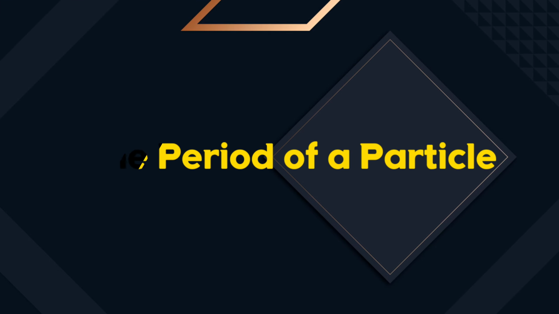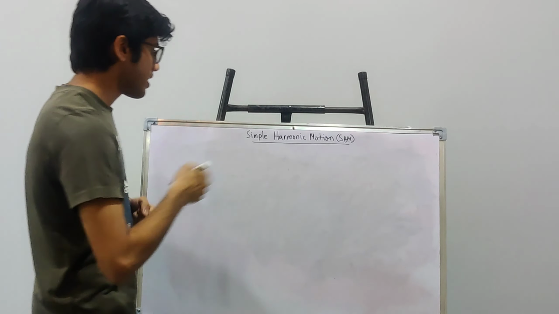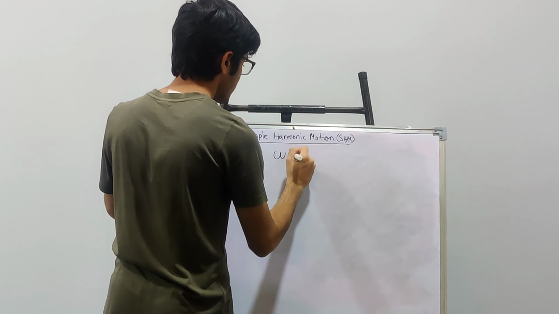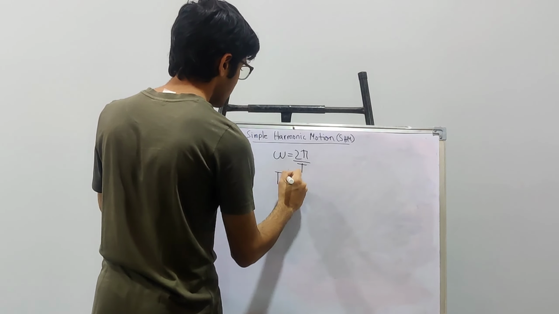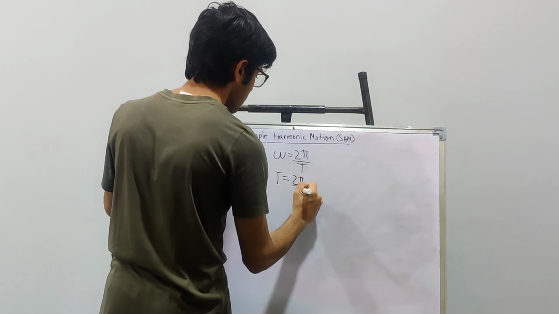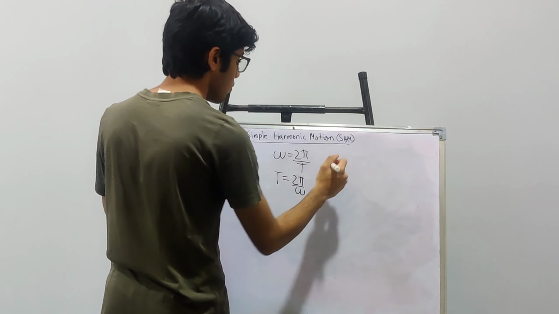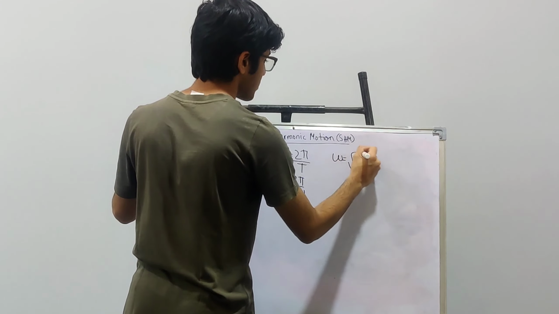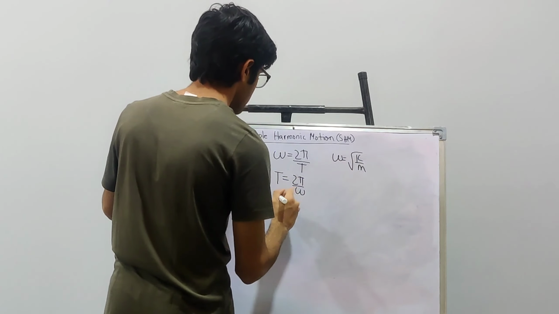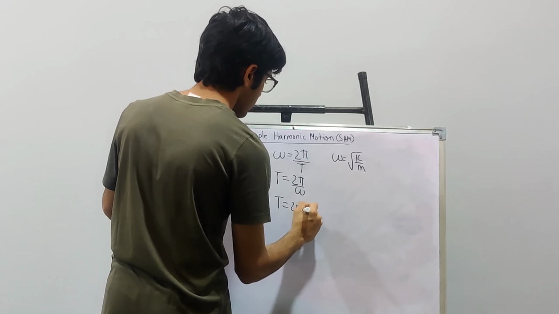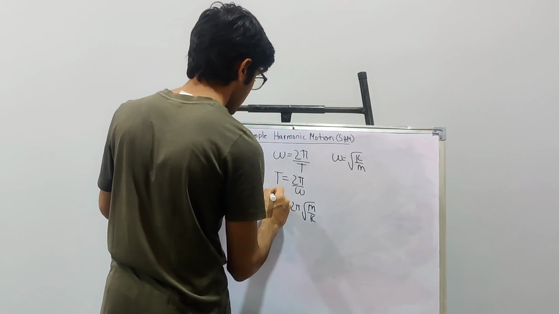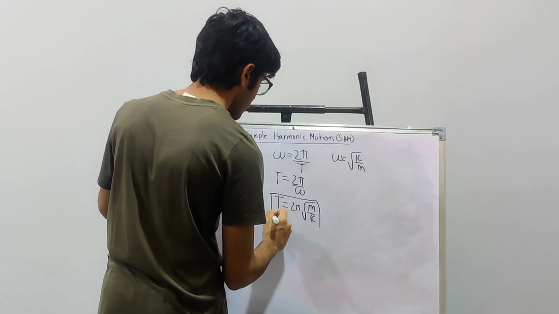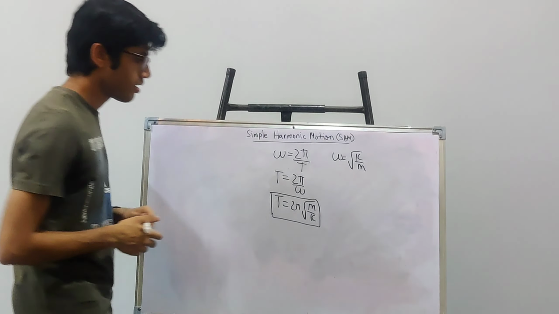Now let us see the formula for the time period of a particle executing SHM. We know that omega is equal to 2 pi upon capital T, where capital T is the time period, so T becomes 2 pi upon omega. We just let omega be equal to under root k by m. So the time period becomes 2 pi upon under root k by m, and when you send omega upwards, it becomes 2 pi under root m by k. So this is the time period of a particle executing SHM.